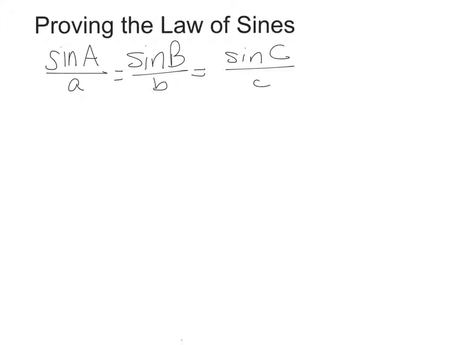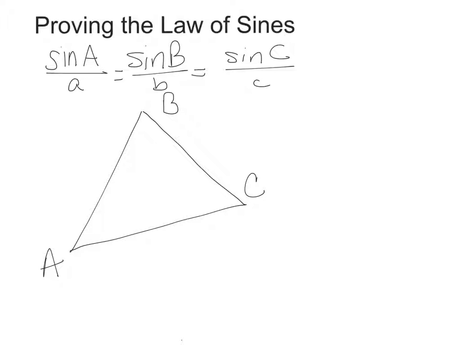So when you're looking at this, we have to know that we use the law of sines for triangles that are not right triangles. So we're just going to draw any old triangle. We don't know any of the angle measurements. And we're going to label the angles A, B, and C, and then we're going to label the sides across from them A, B, and C.